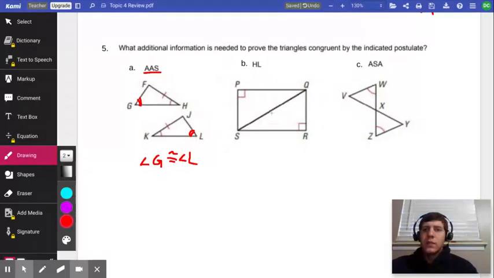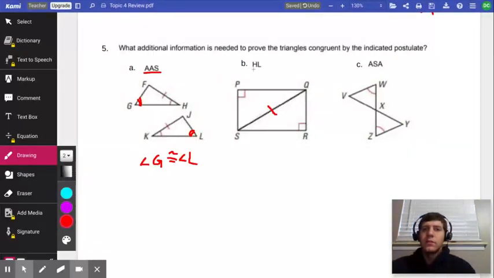Okay, for this one, we know SQ is congruent to QS, right? Again, that's technically the symmetric property, but we're always just going to call it reflexive. SQ is congruent to SQ. All right. So that's one pair of angles, one pair of sides.